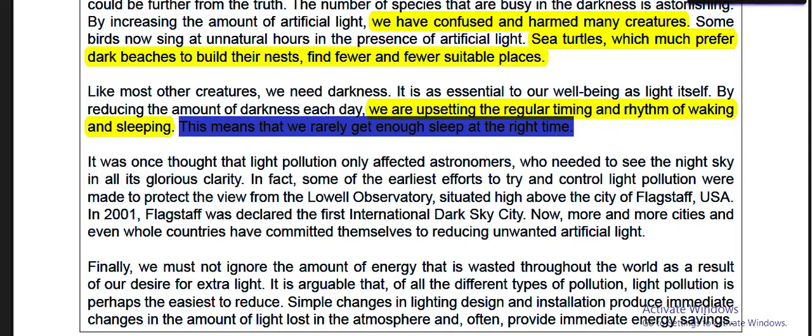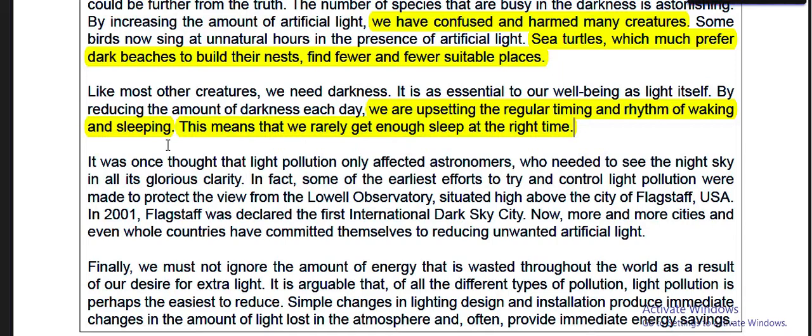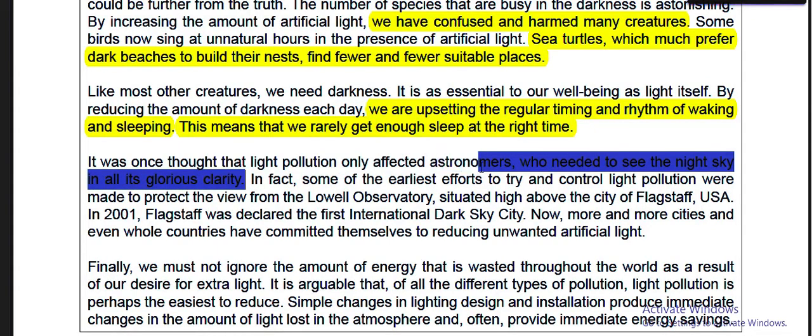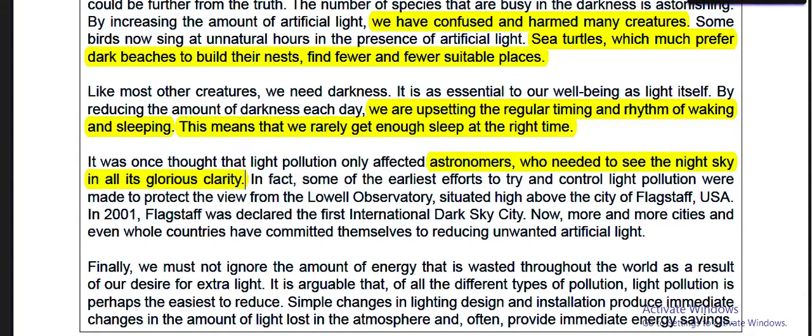So what we are doing again is we are identifying all the points. You must be able to identify virtually all the points given in the passage before you now begin to write them in your own words, linking them together in paragraphs. Okay, it was once thought that light pollution only affects astronomers who needed to see the night sky in all its glorious clarity. That means it affects astronomers. Okay, that's a point there for you.